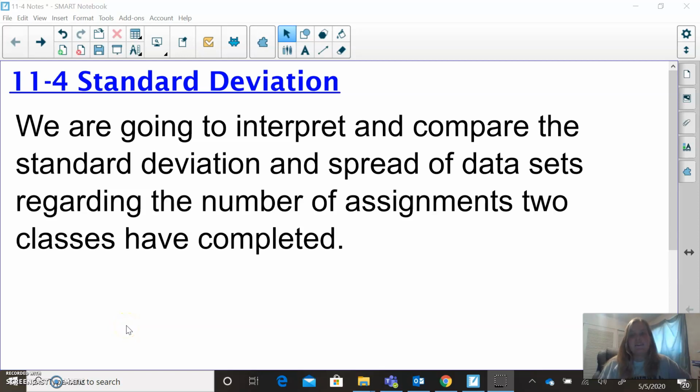Hey guys, so in today's lesson we're going to do 11-4 standard deviation. So we're going to interpret and compare the standard deviation and spread of data sets regarding the number of assignments two classes have completed. So we're going to look at how spread out the data is, okay? And I know you guys don't know what standard deviation is yet, but you're going to.